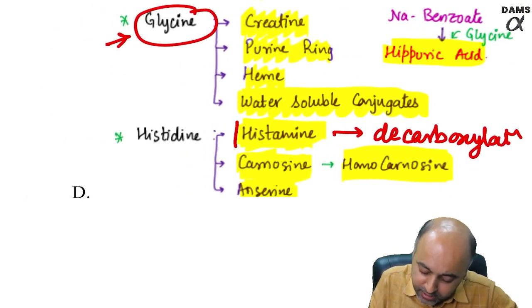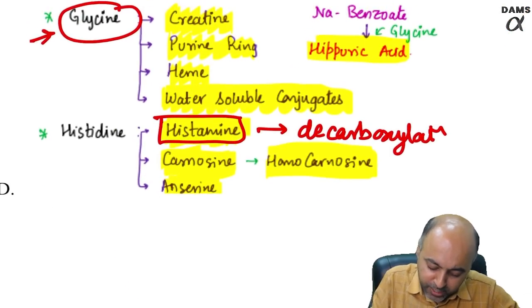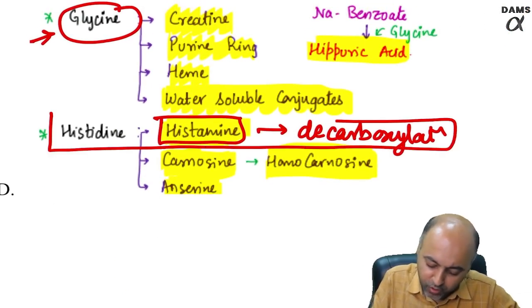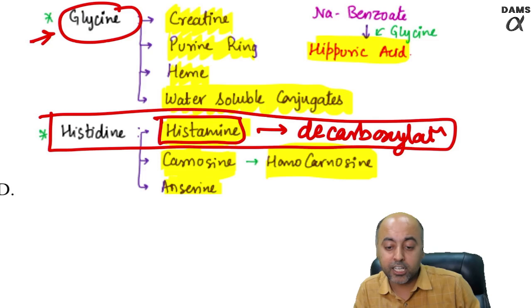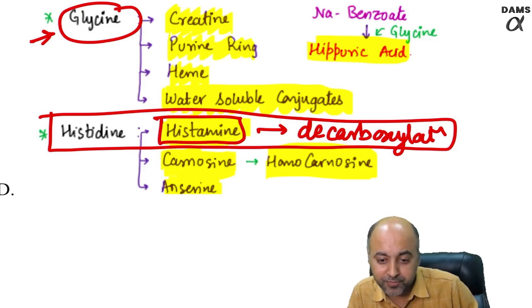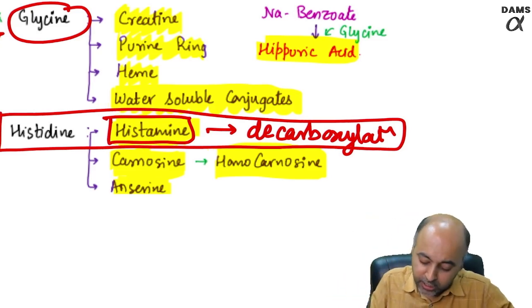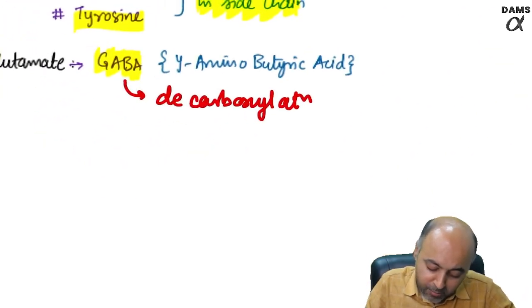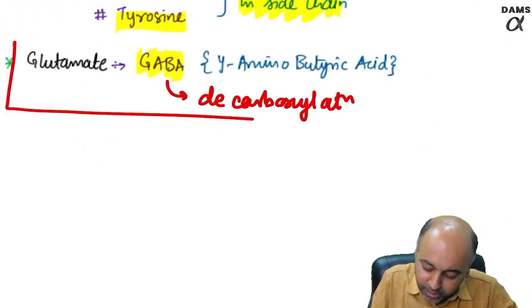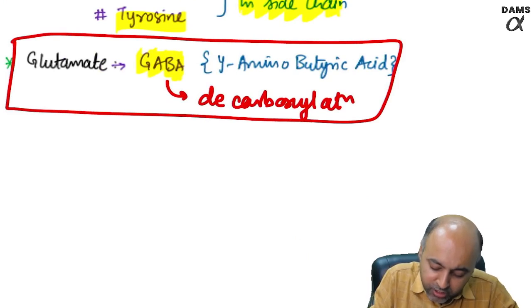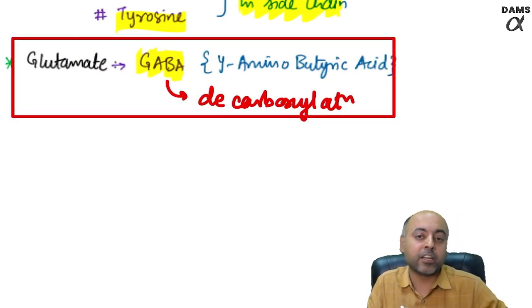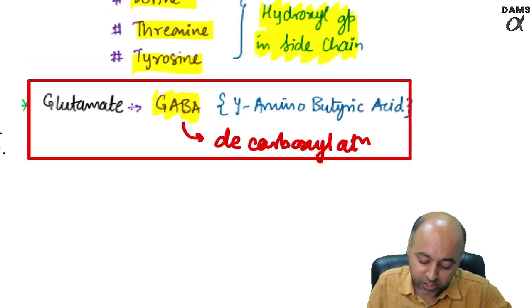How do you get histamine? Histamine is produced by decarboxylation of histidine, and the GABA is produced from glutamate, again by decarboxylation.